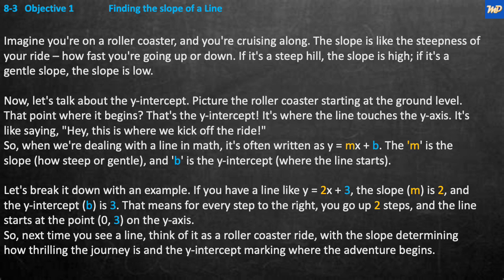0 is on the x-axis, and right above that 0, you count up to 3, and there's 3. That's where the dot would start the line. The line can go both ways from there, generally, but that's where it starts. We think of it as starting there, and you can do your counting up and down to measure off the slope from that point. So next time you see a line, think of a roller coaster ride with the slope determining the thrill of the journey and the y-intercept making clear where the adventure begins.